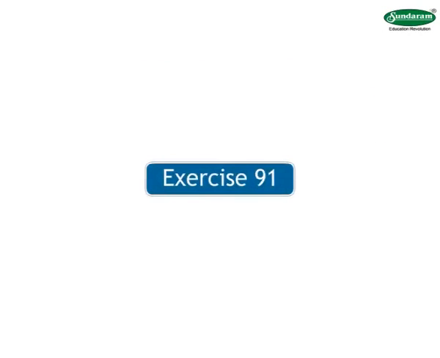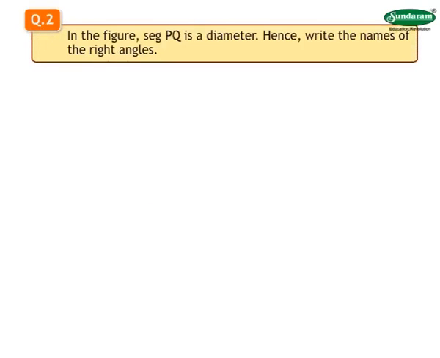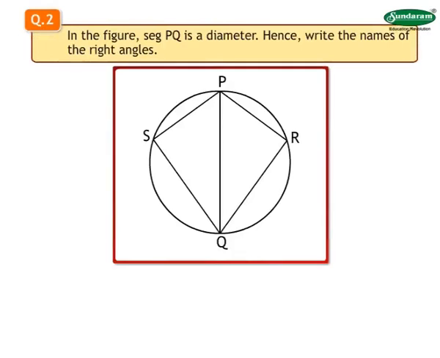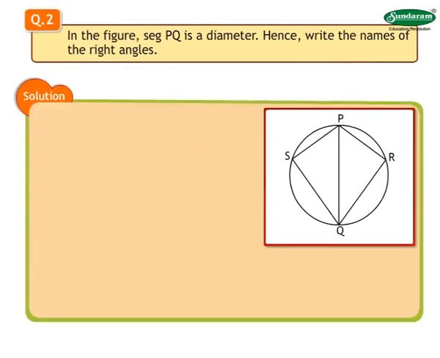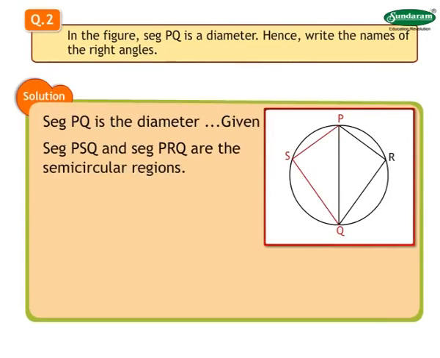Let us now solve another sum from exercise 91. Question 2. In the figure, segment PQ is a diameter. Hence, write the names of the right angles. Solution. In the figure, it is given that segment PQ is the diameter. So, segment PSQ and segment PRQ are the semicircular regions.